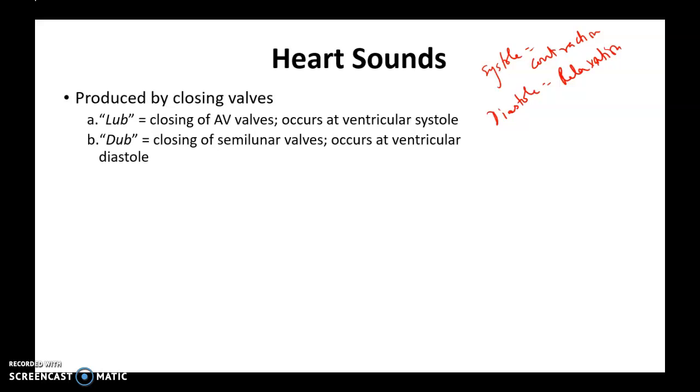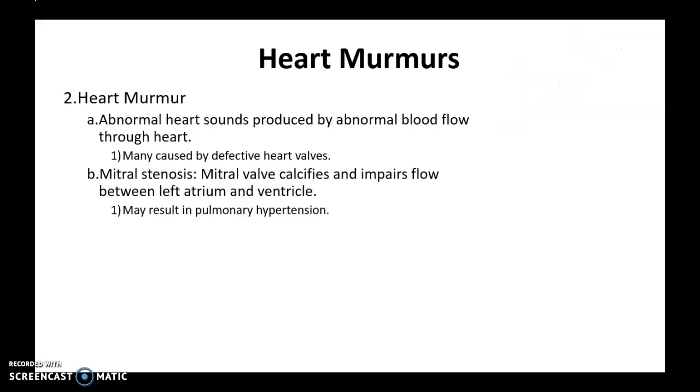Now the second heart sound is called dub, and that is produced when the ventricles are in diastole. So when the ventricles are relaxing, what is happening? The semilunar valves close because the ventricles are being filled by blood passively, right? So when the semilunar valves close during ventricular diastole or ventricular relaxation, we have the second heart sound called dub.